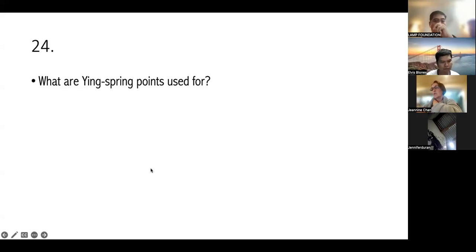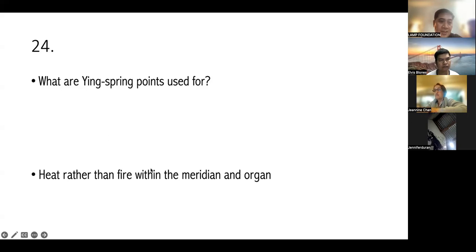Yeah, but our focus here is more on the heat. Because when it is fire, the organs are already involved. So for Ying spring points, we use them more for heat. Clearly, Doc. Although they can also be used for fire, for both meridian and organ, they come in more useful for the heat.